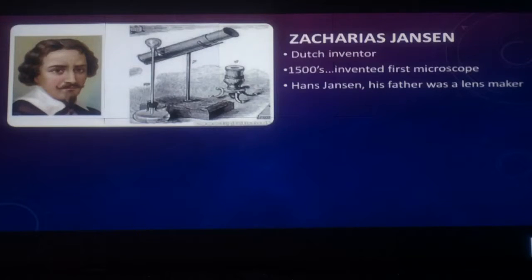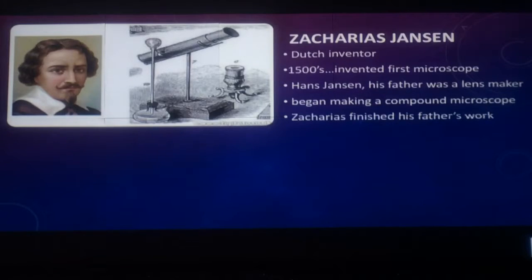They believe his father, Hans Janssen, who was a lens maker, was credited with making the first microscope. But actually, his father began making what was called a compound microscope, which had many lenses inside of it to magnify an image. But it was actually his son Zacharias that finished his father's work. So they say that Zacharias was the inventor, but actually it was a combination of work of his father and Zacharias.